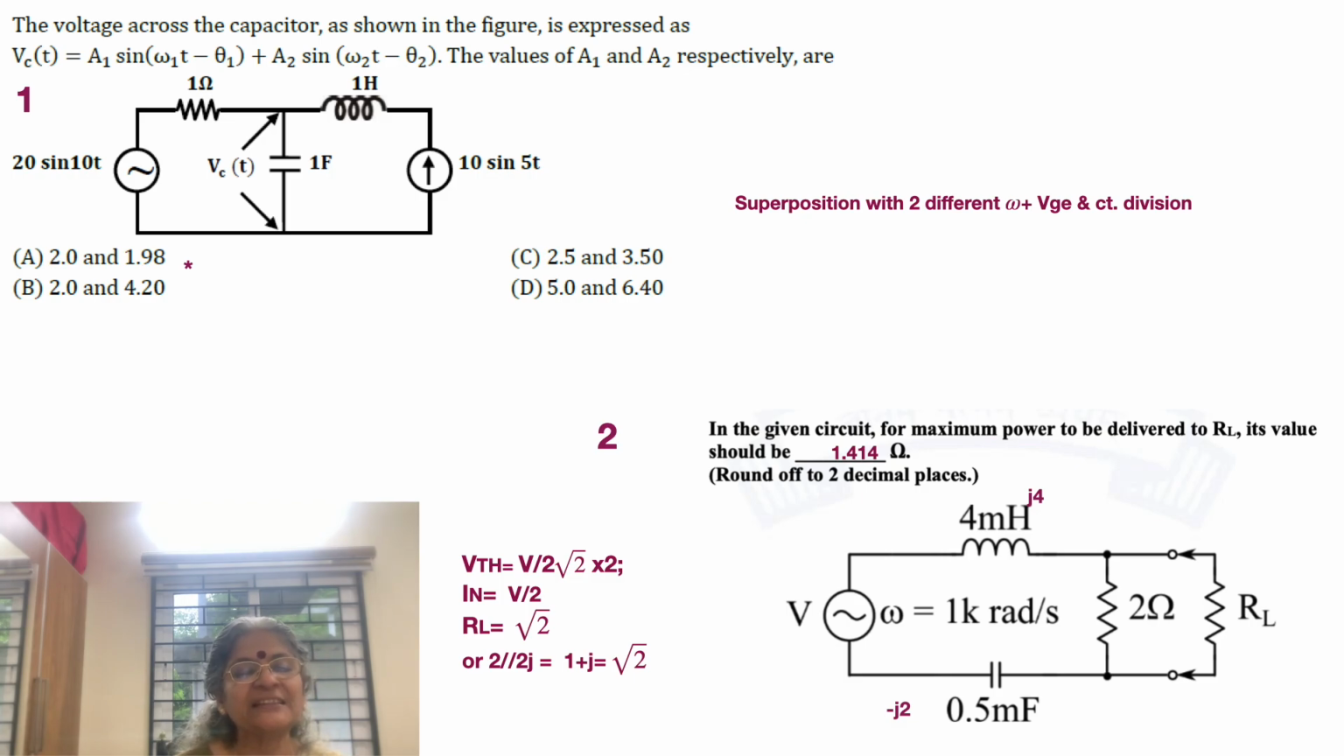Okay, and what is VCT? VCT is the same voltage which is applicable across 1 ohm as well. So 1 ohm, when you parallel it with 1 by 5, of course the value becomes even lesser than 1 by 5.